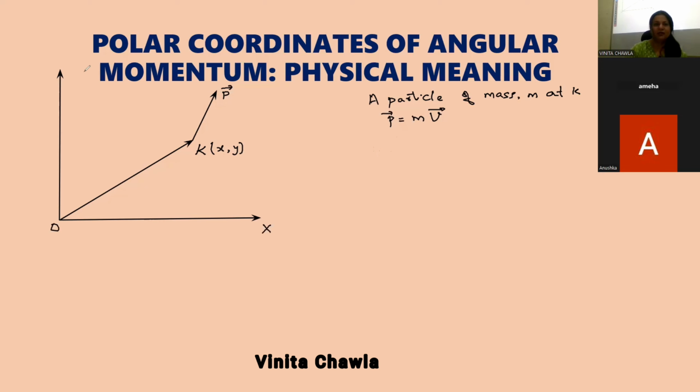Okay, and this particle is rotating in xy plane. Position vector of the particle at any instant of time is vector r. And this position vector makes an angle theta with x-axis. Okay, so angle XOK is theta. So we can write x as, if we draw the perpendicular here, r cos theta, and y can be written as r sin theta.